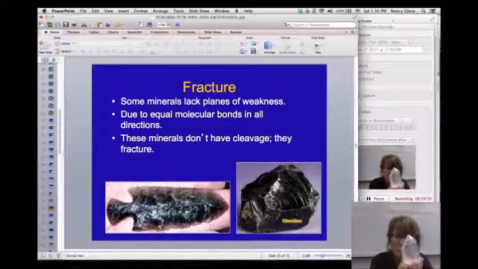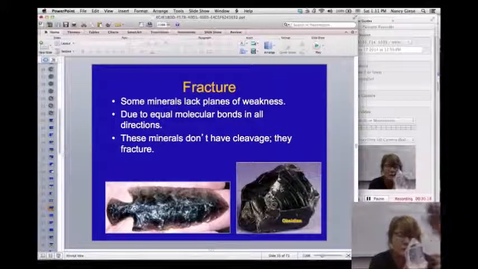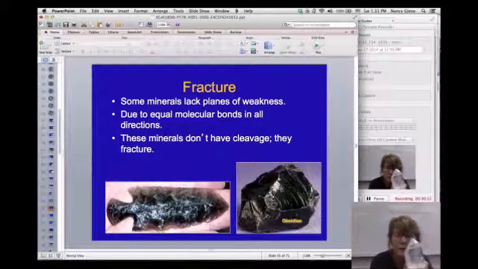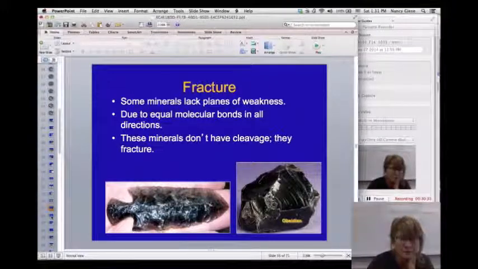The reason it does not exhibit cleavage is not because it doesn't have a crystalline structure. It does have a repeating pattern, but the bonds are equally strong in all directions. There is no variation in orientation of the chemical structure. So that means the bonds are equally strong in all directions. So how it breaks, it won't cleave. It doesn't break along weaknesses. There are no weaknesses, so to speak. So similar to this.